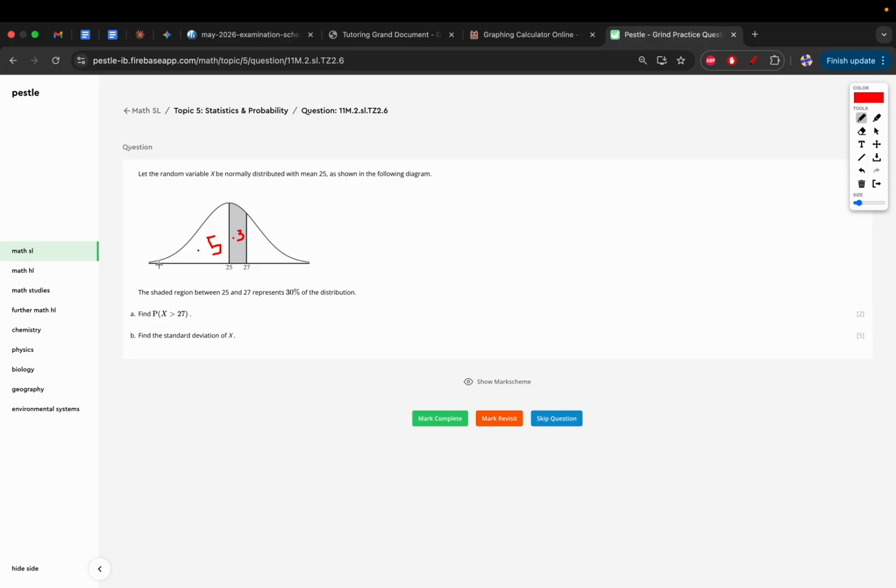And then, okay, well, the total area under the curve for a normal distribution is going to be 1, because the probabilities have to sum to 1. So then it leaves that this region is going to be 0.2. So you know that the probability that x is greater than 27 is 0.2. So that's the easy part with 2 marks.